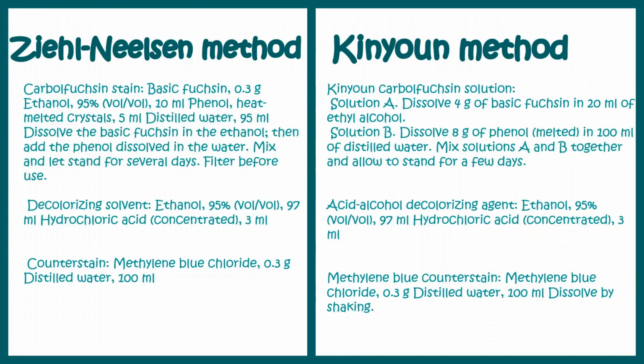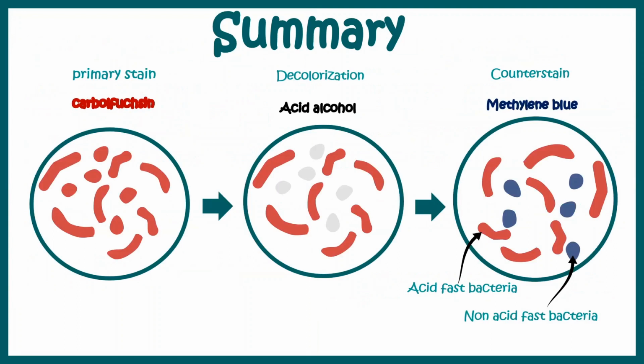There are two methods used in the microbiology lab. One is the Ziehl-Neelsen method and another is the Kinyoun method. Both these methods are useful for microbiologists. You can take a look at the reagents really quickly, but I'm not going to get into the details of these exact protocols. Now, as a summary, we have used a primary stain, carbol-fuchsin, which is highly permeable.